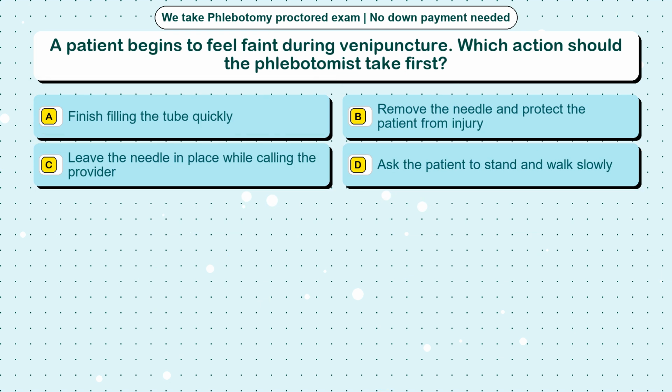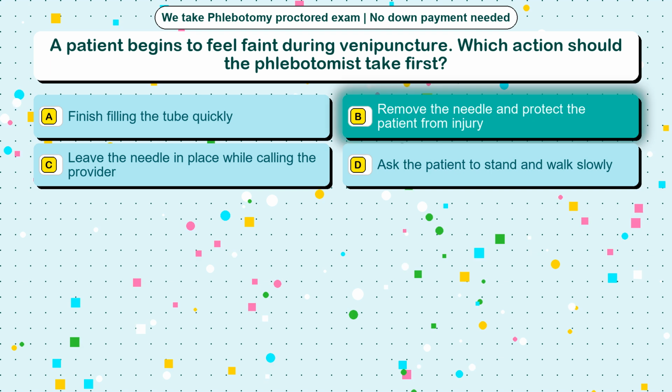Question 61. A patient begins to feel faint during venipuncture. Which action should the phlebotomist take first? Option A. Finish filling the tube quickly. Option B. Remove the needle and protect the patient from injury. Option C. Leave the needle in place while calling the provider. Option D. Ask the patient to stand and walk slowly.